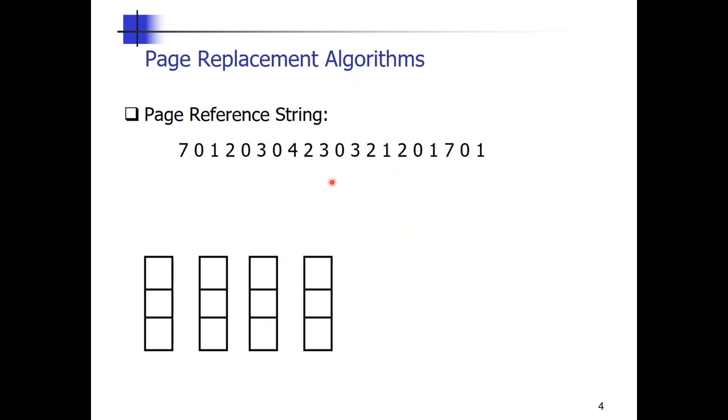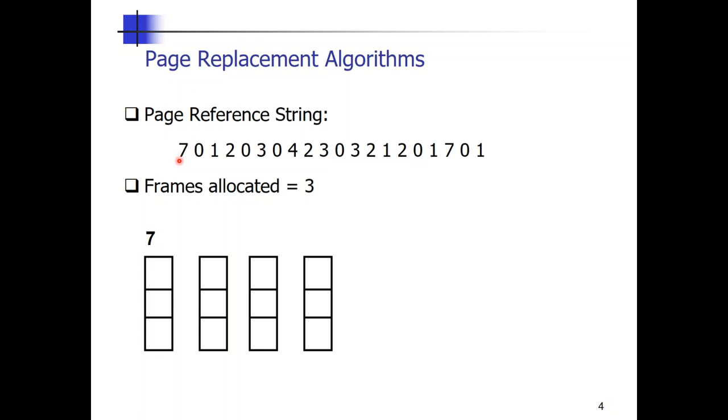On the top of the slide, we have the page reference string that is the same one as we had for the previous slide. And at the bottom here, we are showing empty frames. So nothing is in the physical memory at this moment. So frames allocated are 3. And the first page that is requested is 7.